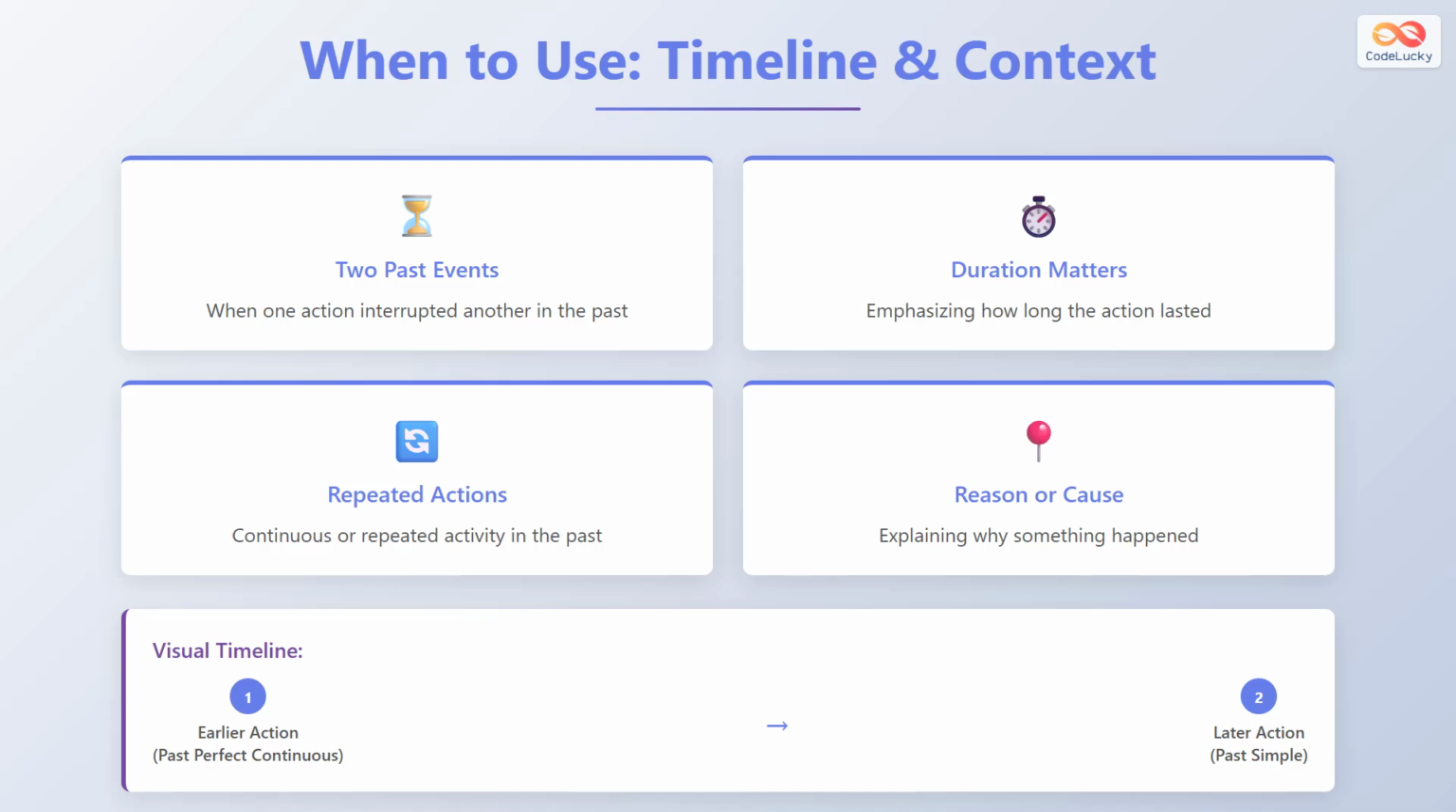Use past perfect continuous when two events happened in the past and one was longer than the other. The first event, which lasted longer, uses past perfect continuous. The second, shorter event uses past simple. For example, I had been working for 2 hours when my boss called. It shows that your work happened first and lasted longer, then your boss called and interrupted it.